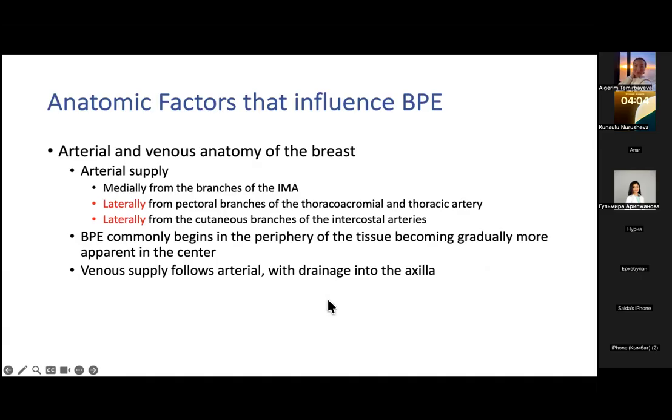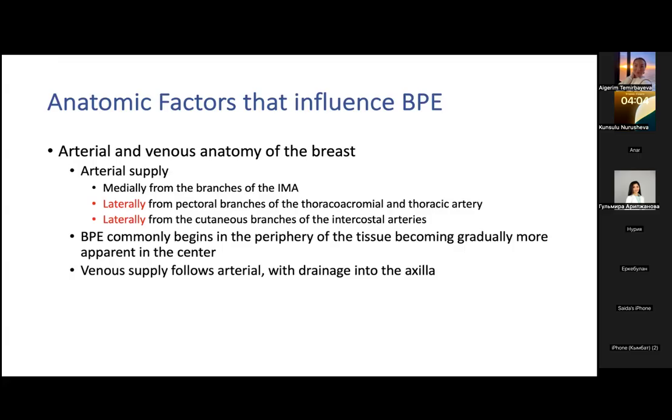The other factors, of course, that influence background parenchymal enhancement is just where the vessels are located. So the arterial and venous anatomy of the breast is peripheral. The arterial supply is dual laterally from the branches of the thoracoacromial and thoracic artery, and from the cutaneous branches of the intercostal arteries, and medially they come from the internal mammary arteries. So most of the background parenchymal enhancement therefore begins in the periphery, and the tissue becomes slowly, gradually more apparent, or enhances slowly as it diffuses in the center. The venous supply follows arterial, so the reverse is true too.